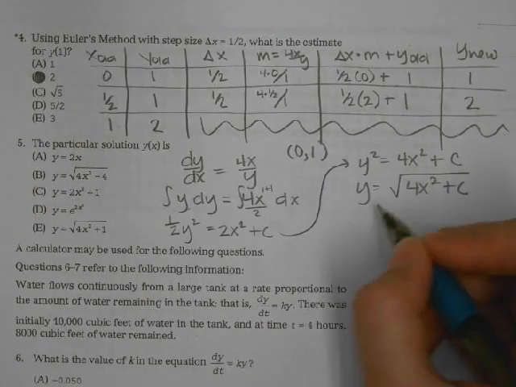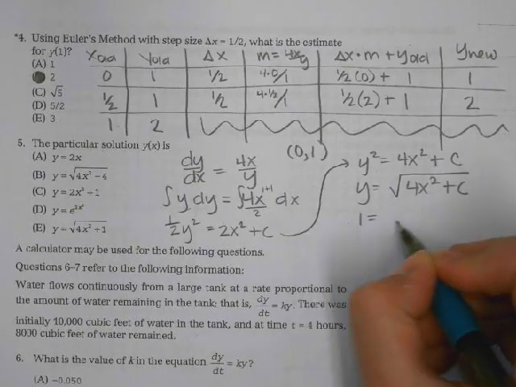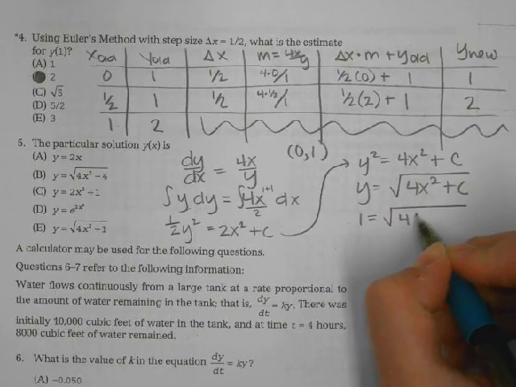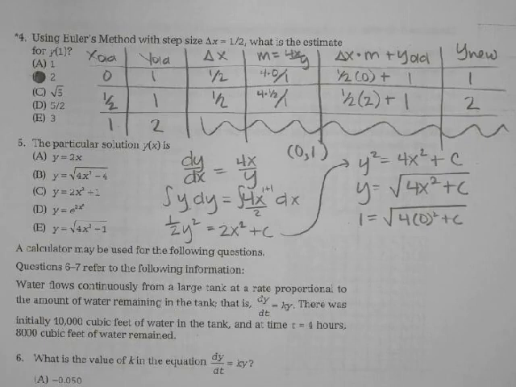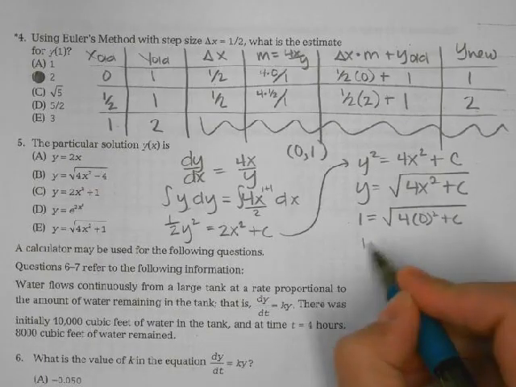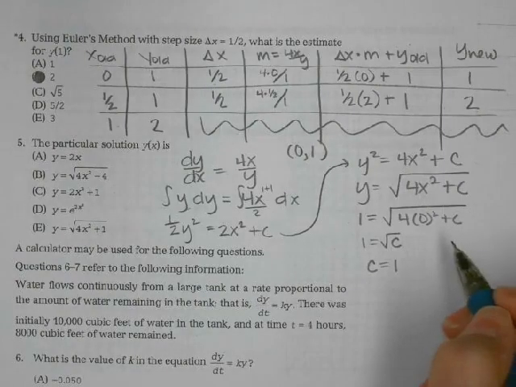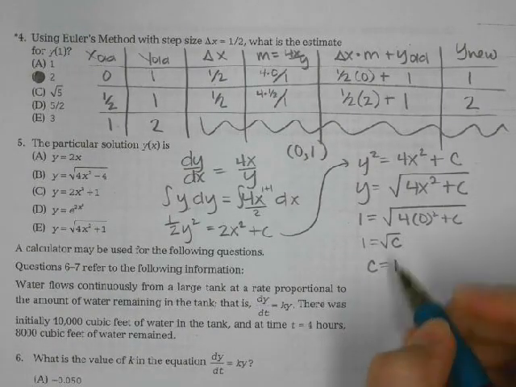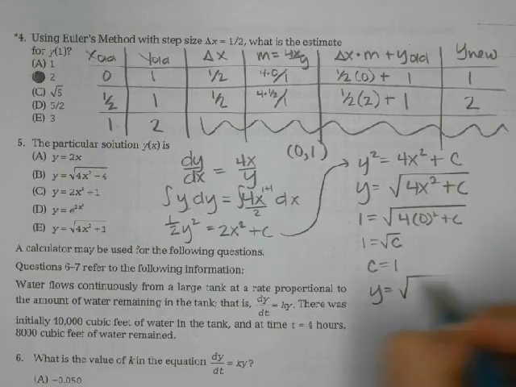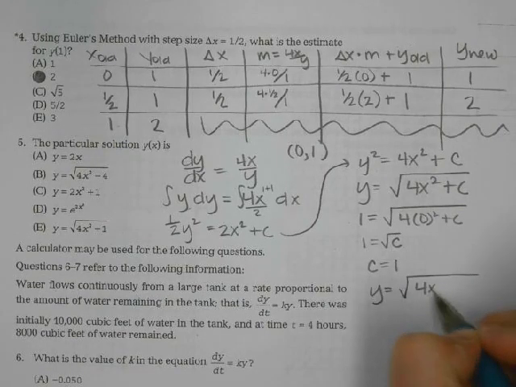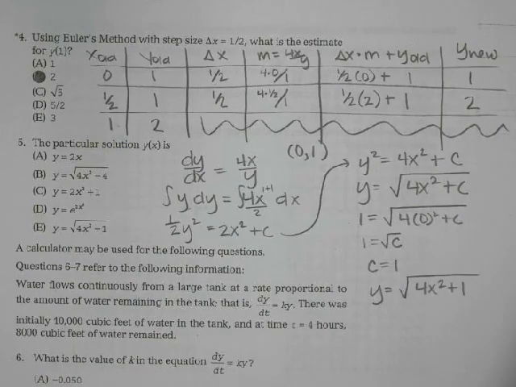And then I can go ahead and use my initial condition. So 1 equals the square root of 4 times 0 squared plus c. So 1 equals the square root of c, and that gives me c equals 1. So my equation here is going to be y equals the square root of 4x squared plus 1. So E.